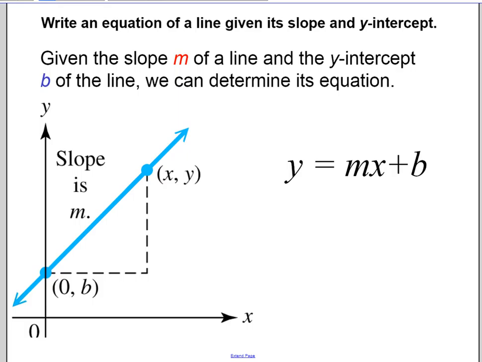To write an equation of a line given its slope and y-intercept, given the slope m of a line and the y-intercept b of the line, we can determine its equation by y equals mx plus b. Now, this is a very useful equation so that in the future, when we're given an equation, we can simply solve the equation for y and write it in this slope-intercept form and be able to pick out the coefficient of the x as the slope and the constant term on the right as your y-intercept.